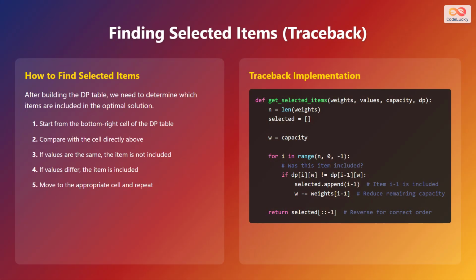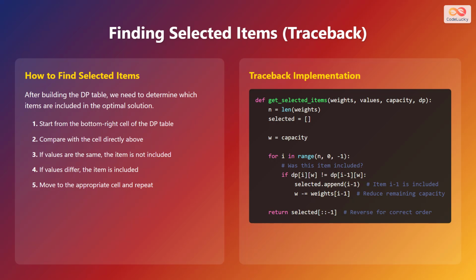After building the DP table, we need to find out which items were actually included in the optimal solution. We can do this using a technique called traceback. Start from the bottom right cell of the DP table. This cell represents the maximum value that can be obtained with all items and the given capacity. Compare this cell with the cell directly above it.